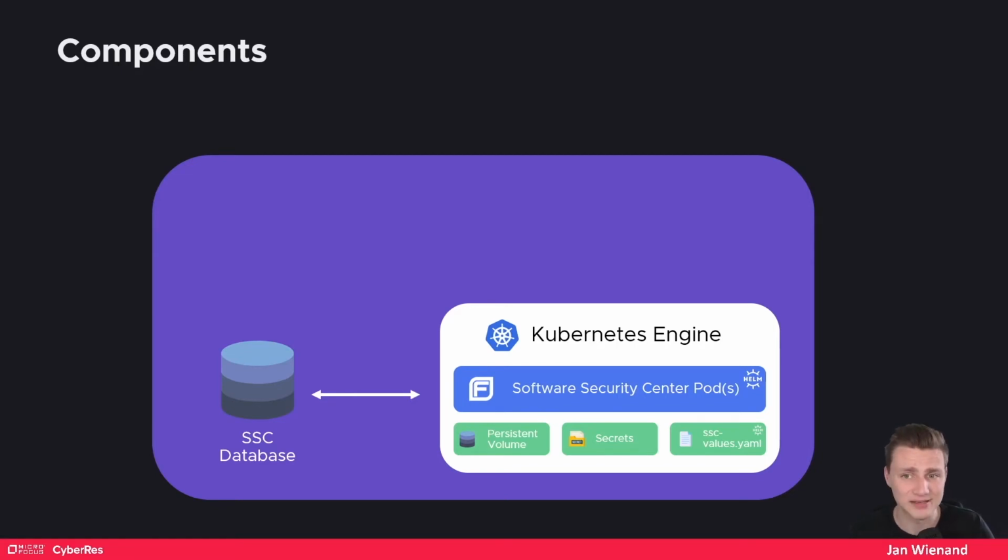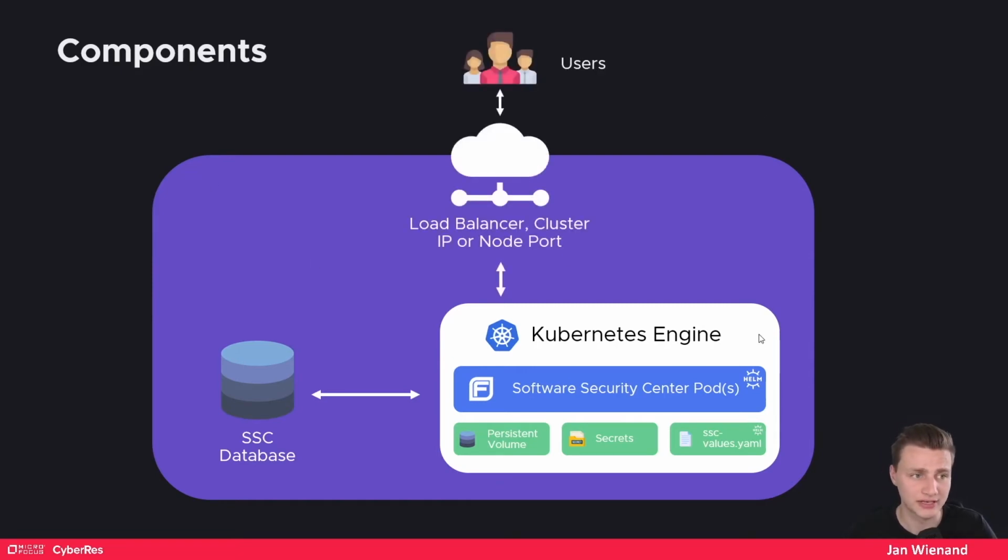So for that, we need some kind of service to get outside of this bubble here. And for that, we are using some kind of service like a load balancer, cluster IP, or node port. So those are components from Kubernetes to actually allow us the connection to the outside world. And with that, we are able to grant the users access to the SSC. And that is the main overview of all the components. So there are some more details, but this is just the basic understanding that you need to know.